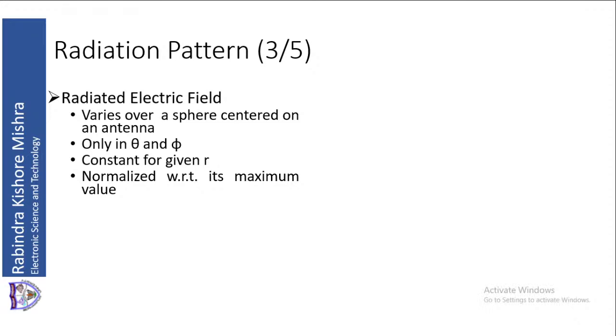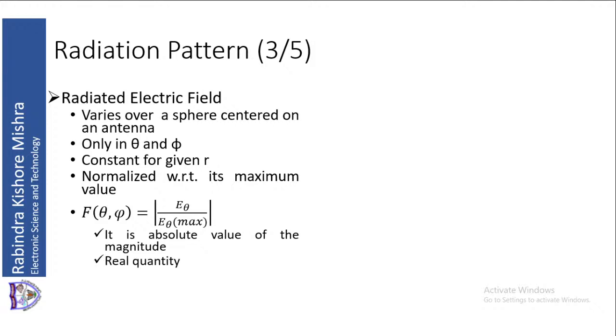This is usually normalized with respect to its maximum value. So the maximum will always be 1, because once you divide by the maximum value, the maximum becomes 1. That is what is called normalization. So f theta phi is equal to E theta by E theta max. E theta max is the maximum of the electric field, that is, for the theta and phi value which gives you the maximum. F theta phi is the absolute value of the magnitude, the normalized magnitude, and it is a real quantity since we are considering the absolute part.